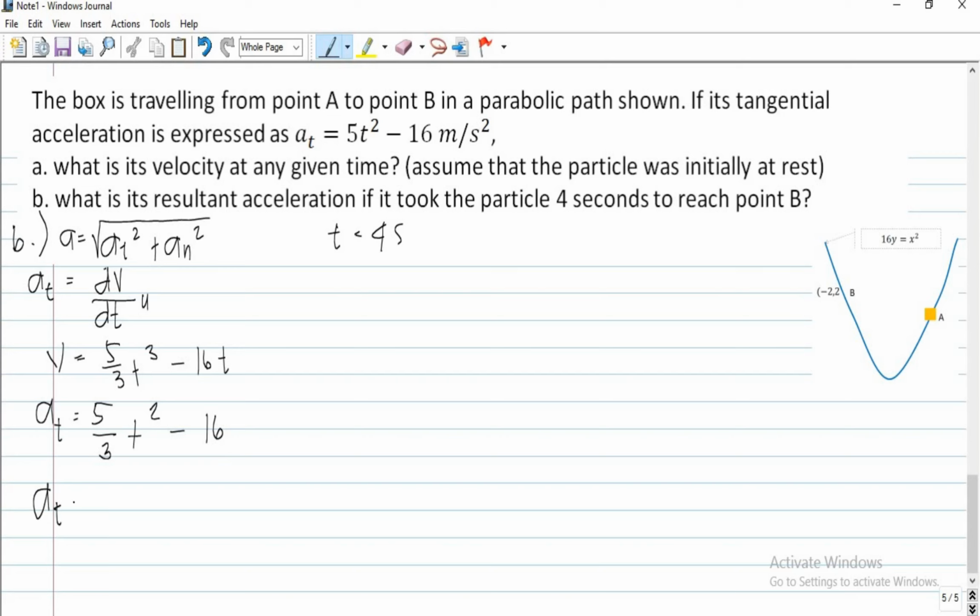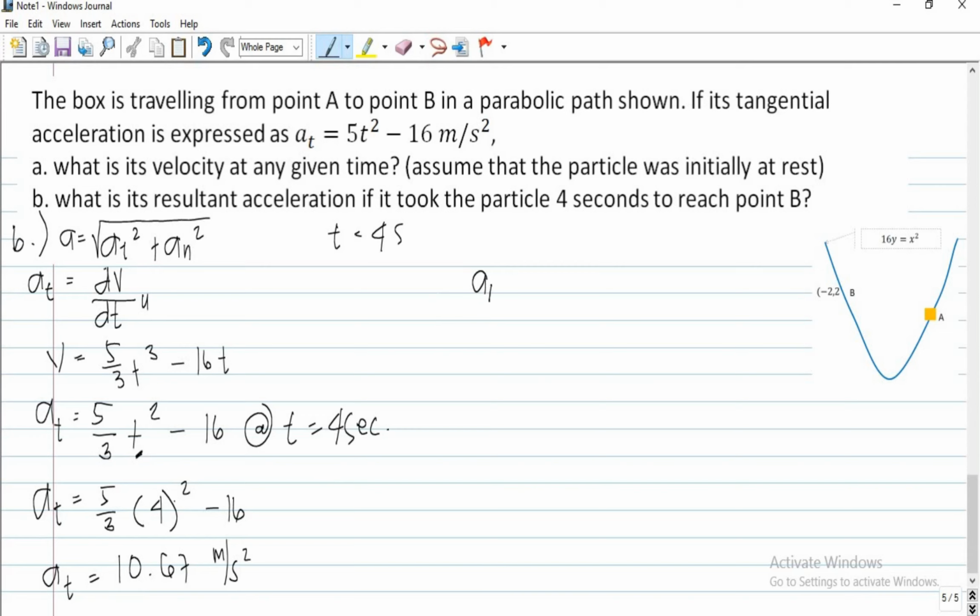So, may tangential acceleration now. And given yung time, that is 4 seconds. So, substitute lang natin yung 4 seconds dito sa may value ng t. So, ang ating tangential acceleration is equal to 5 over 3 of 4 seconds squared minus 16. My tangential acceleration now is equal to 5 over 3 times 4 squared minus 16, 10.67 meter per second squared. That is my tangential acceleration.